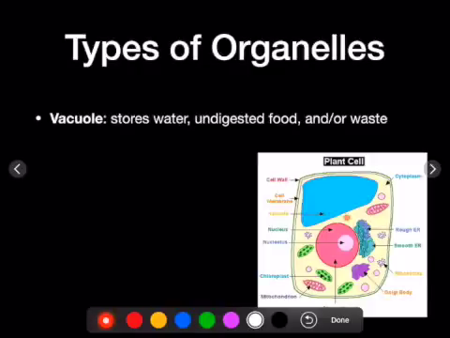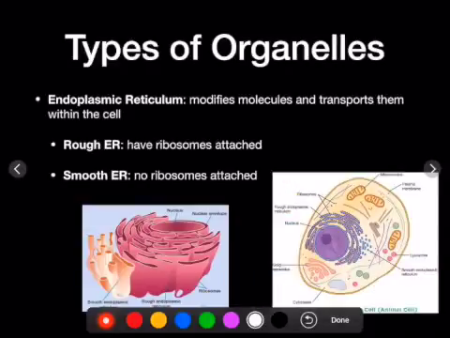Now, a vacuole stores things, okay? So in plants, we call this the central vacuole, okay, because of how big it is. In animals, it's not nearly as big. It's just a simple storage mechanism, a lot smaller. So the vacuole stores water, undigested food, and or waste. Very important in plant cells for storing all this matter.